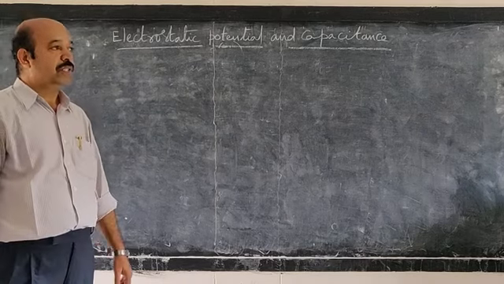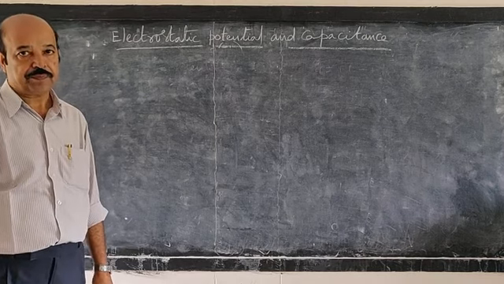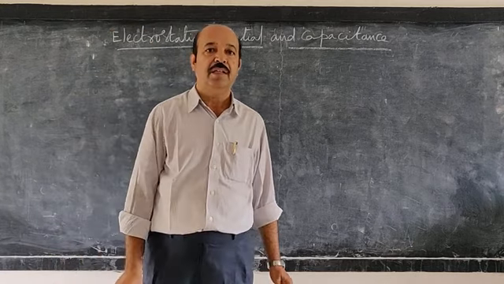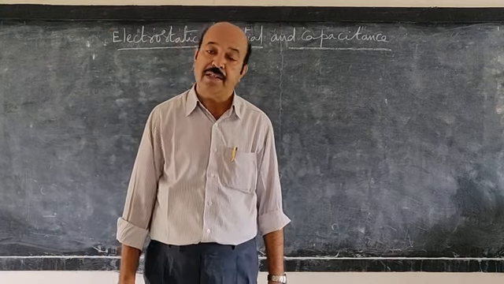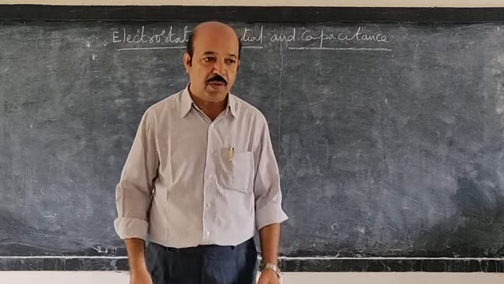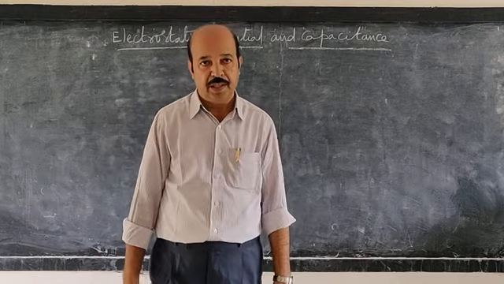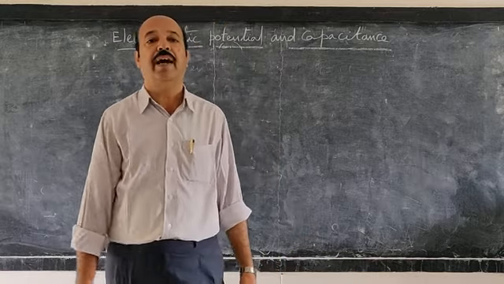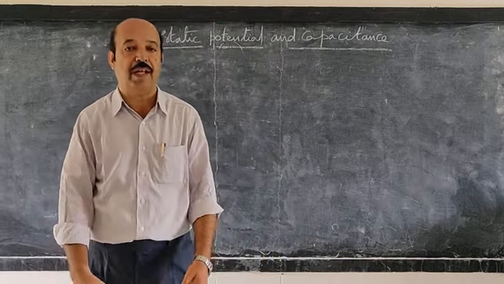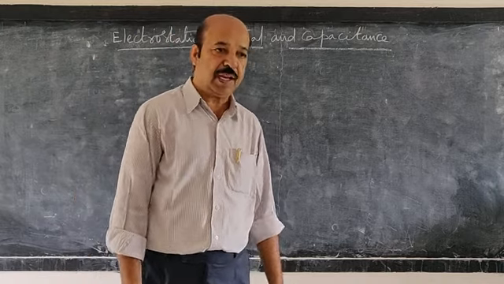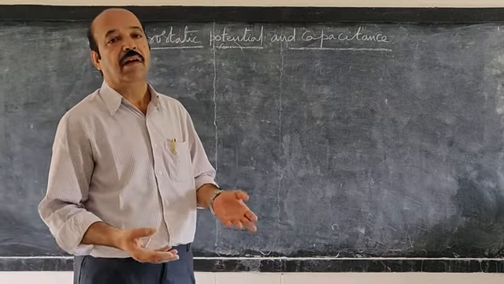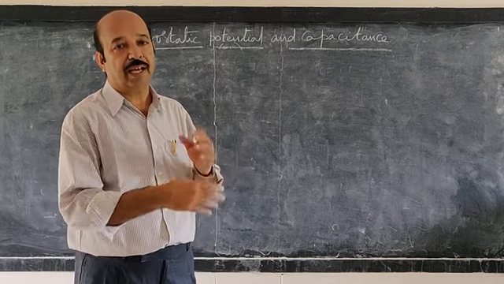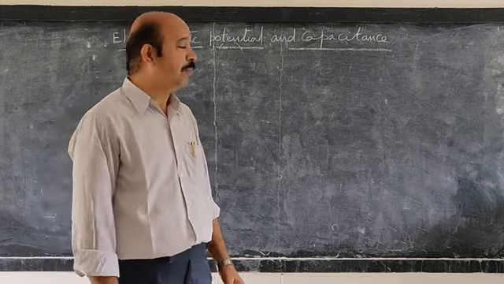Today's topic is electrostatic potential and capacitance. In first year we studied gravitational potential and also elastic potential energy. Work done against the gravitational force is stored as gravitational potential energy. Similarly, work done by the elastic force is stored as elastic potential energy. Similarly, whenever work is done in an electric field, that work done is stored as electrostatic potential energy.